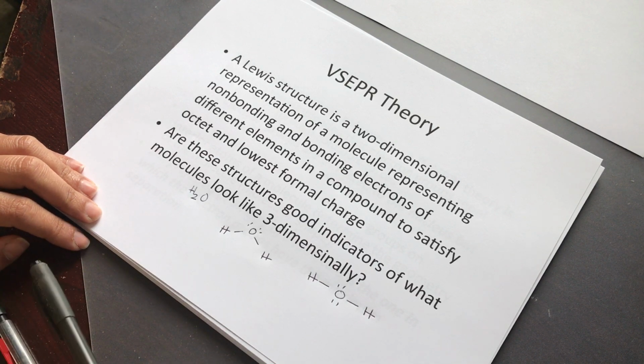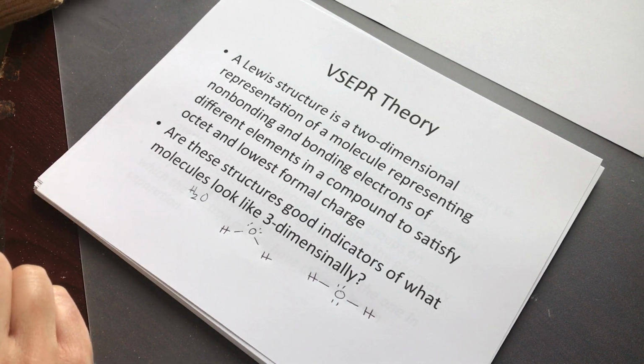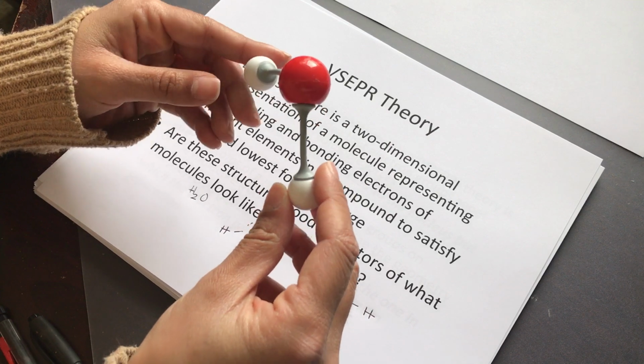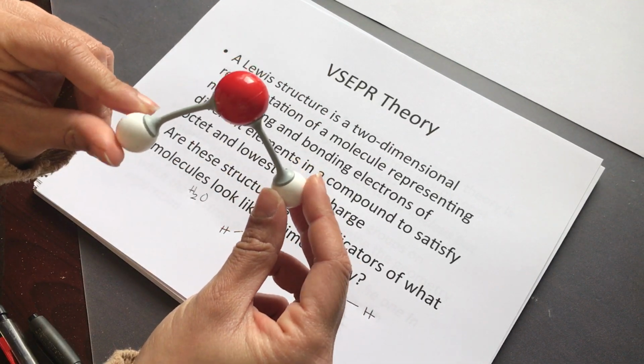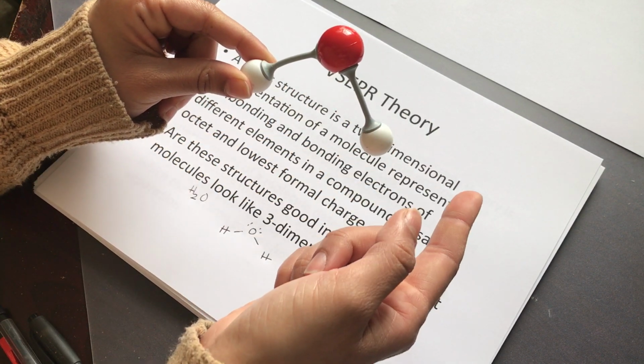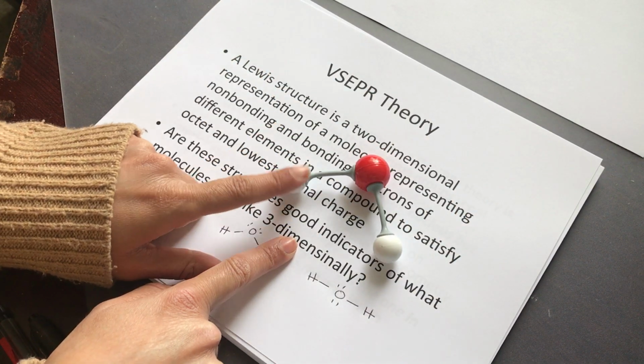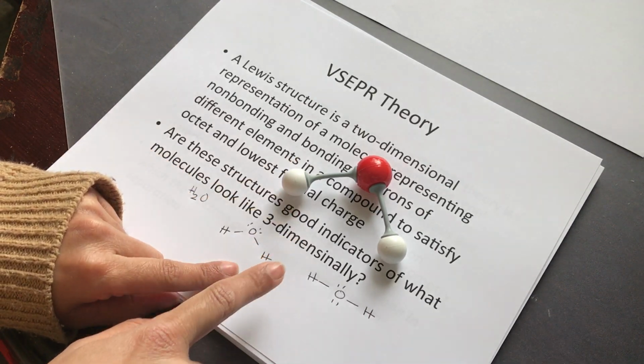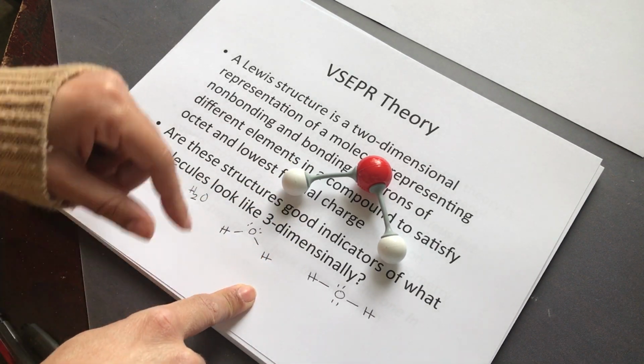Now, when you actually make the model of water, you get this structure. Do you see how this is not linear? Here's your oxygen, you have your two hydrogens, and they're bent, so it's not a linear structure. So there's a difference between the three-dimensional model and the two-dimensional representation.